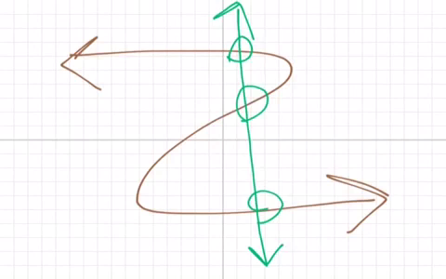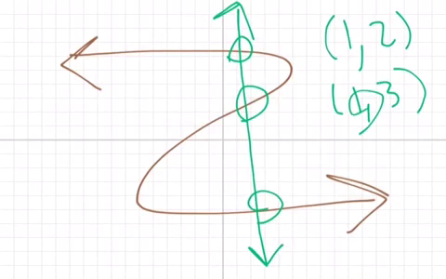So for instance, there's probably more than one domain that is matched with a different range. For instance, it probably has like 1 to 2 and then 1 to 3 or something like that. So you see the domain showing up in more than one ordered pair.